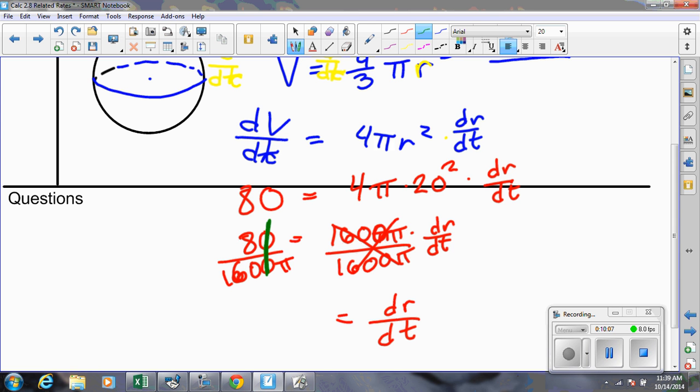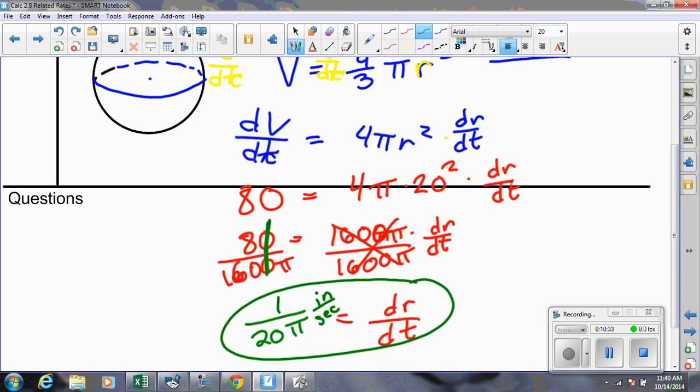Cancel out the zeros is easy. 8 over 160. We can divide both by 8. So we get 1 over 20 pi is the rate of change in the radius. And that is inches per second for our label. And we are completely done.